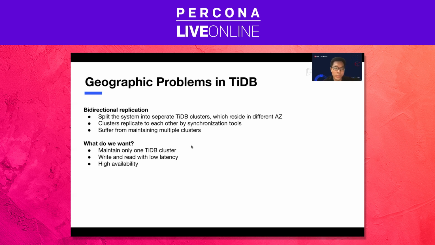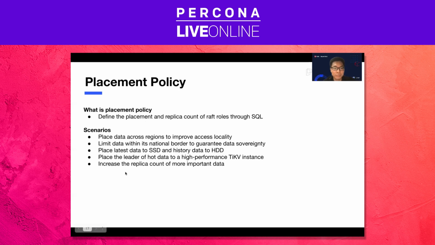So what do we really want? We want to maintain only one TiDB cluster, and we want to write and read with low latency. And at last, we still want the cluster to be highly available. Let's get to the new solutions, which are the key points in this talk.